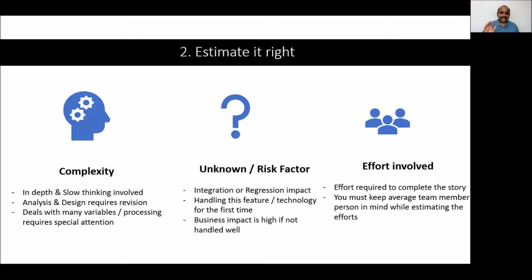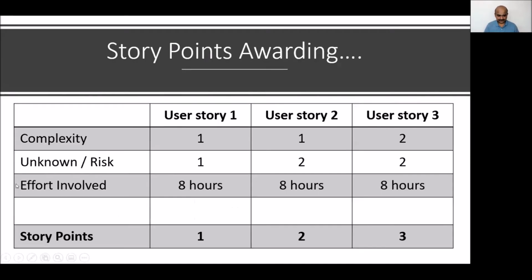They are correlating effort to the story points, and thereby they are decreasing their own productivity, right? So complexity part, unknown part and effort part, you have to consider. Let me give you an example.